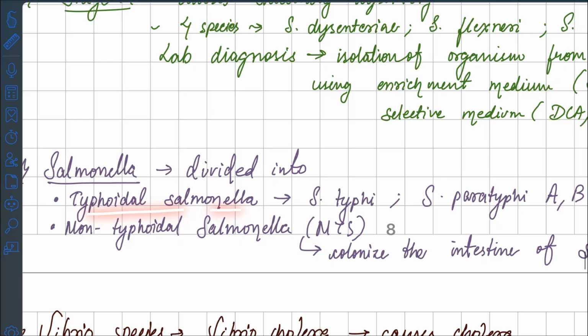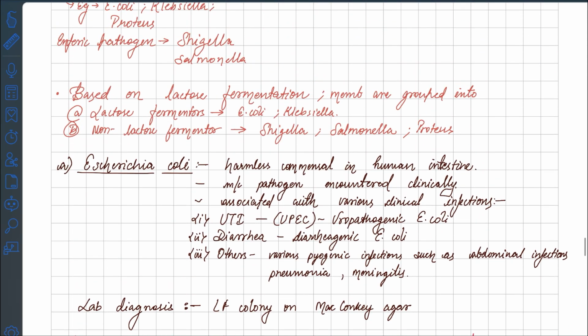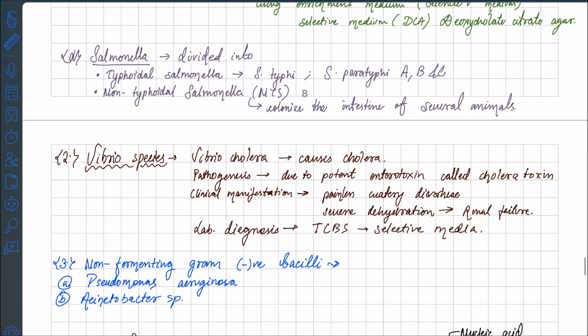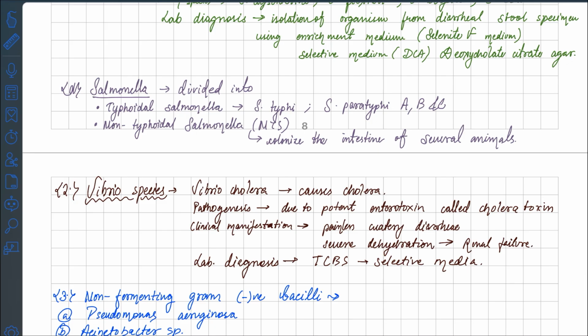It is divided into typhoidal Salmonella like S. typhi, paratyphi types A, B, C, and non-typhoidal, NTS. They colonize the intestine of several animals. So I'm just telling you about these organisms briefly, not going into detail. This was the first family. The second one is Vibrio species. Then we'll talk about gram-negative bacilli. Actually, there are separate chapters on all of these most important disease-causing bacteria, so you'll learn about them in detail in further chapters. But this is just very basic detail about them.